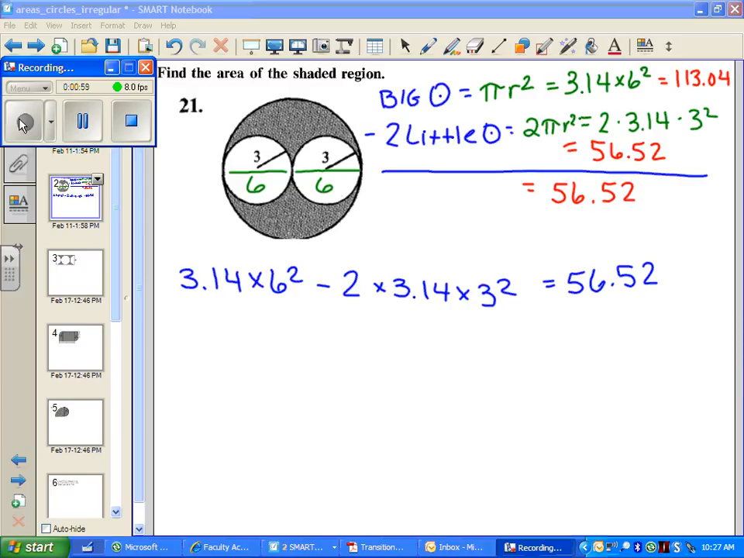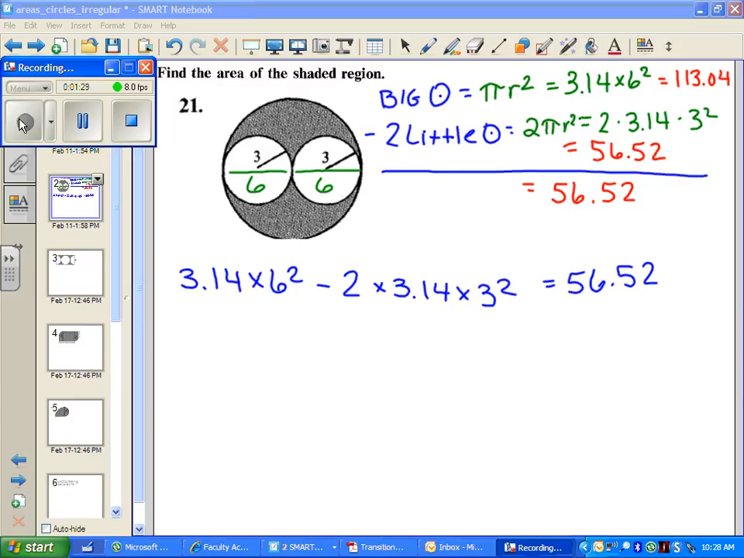So we can just double the area formula and say 2 pi r squared instead of pi r squared, since they both have a radius of 3. So we can split this off into 2 problems. We can find the area of the big circle is 113.04, and the area of the 2 little circles is 56.52. Subtract and find the area of the shaded region is 56.52. And we notice that the 2 little circles is half the area of the big circle.